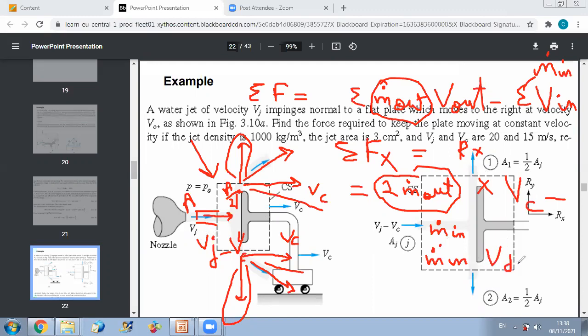As you can see, at the end, if I take m dot in as a common factor, the sum of forces along x will give me m dot in times Vc minus Vj. Keep this result in mind. This was obtained by replacing V out and V in in the linear momentum equation by absolute velocities. Let us now use the relative components.